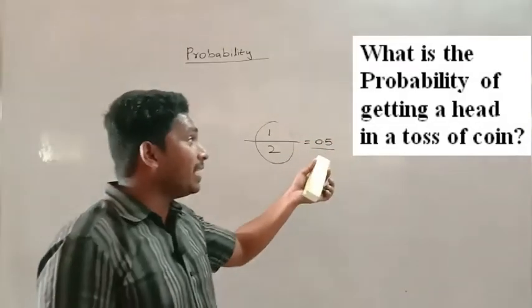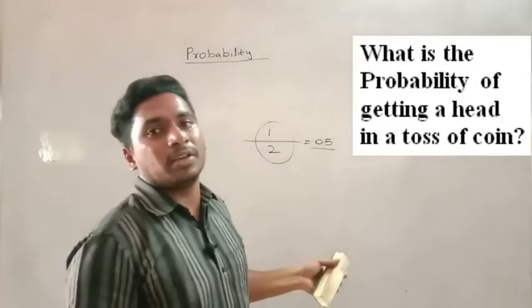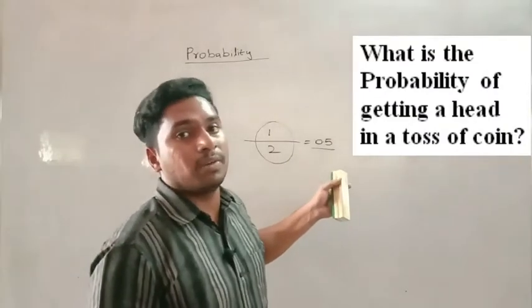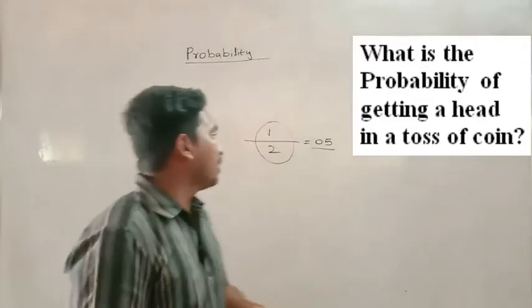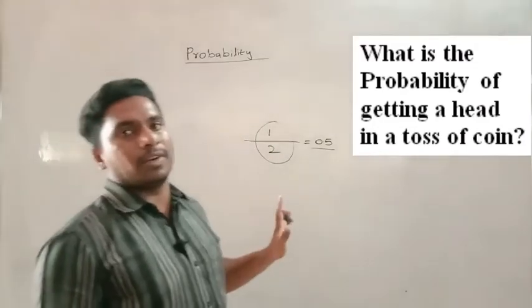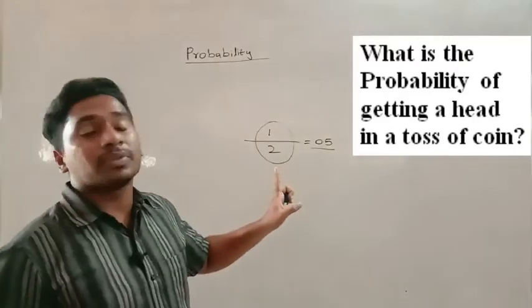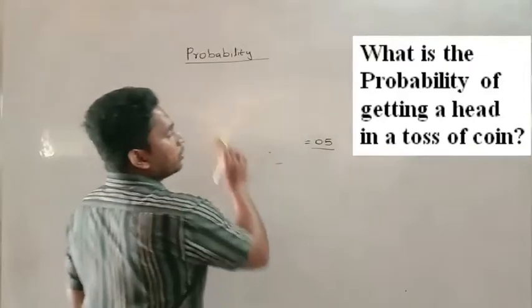As it is less than 1, it is an uncertain thing. If it is a certain thing, then that will be equal to 1. So like this, for any uncertain thing the probability will be less than 1, and if it is a certain thing, then the value of the probability will be equal to 1. So this you need to remember.